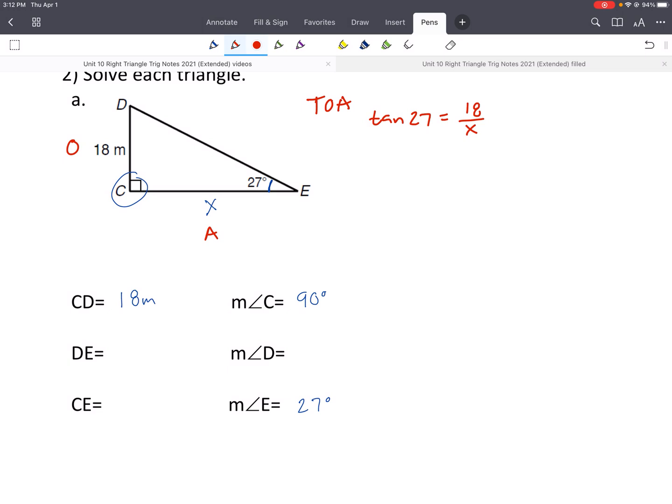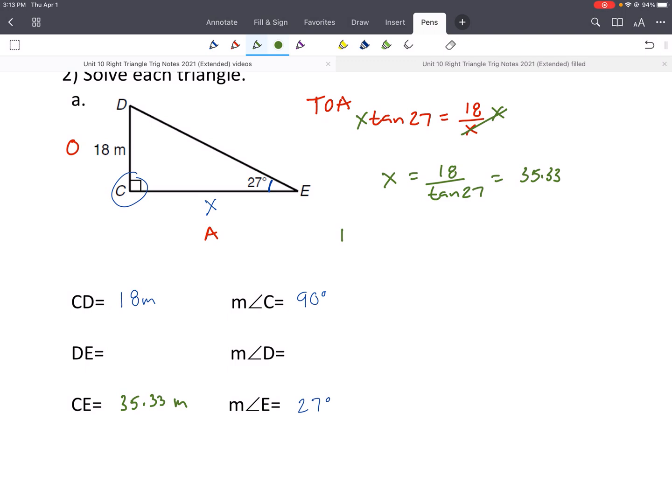We'll need to do what we just did above, solve for X. So we could multiply both sides by X, and then divide both sides by tangent of 27, and we would get 18 over tangent of 27. We plug that into the calculator, and I think we get 35.33 approximately. So we have CE is 35.33 meters.